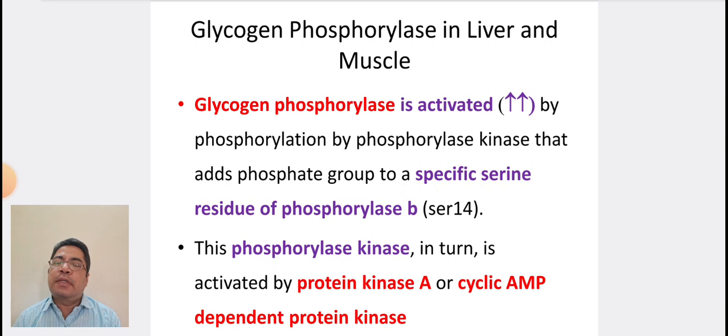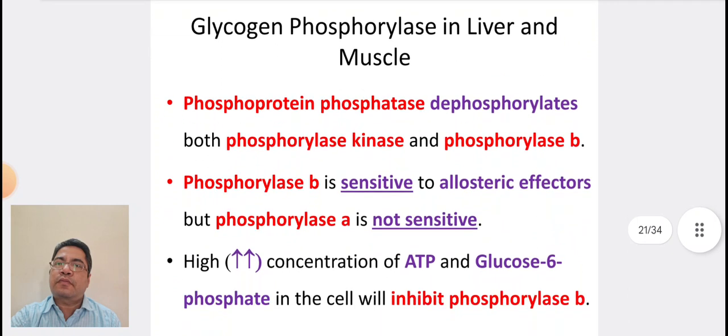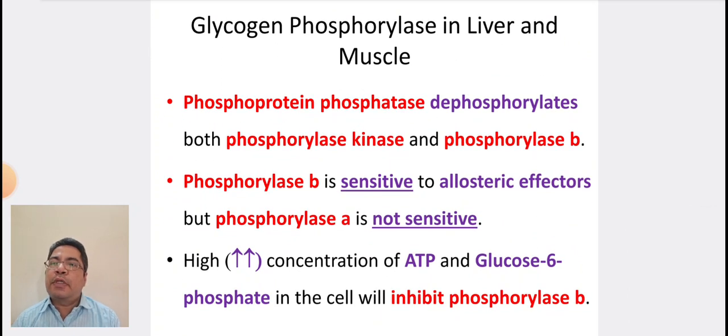Glycogen phosphorylase is activated by phosphorylation by phosphorylase kinase, which adds a phosphate group to a specific serine residue of phosphorylase B. The phosphorylase kinase in turn is activated by protein kinase A or cyclic AMP dependent protein kinase. Phosphoprotein phosphatase dephosphorylates both phosphorylase kinase and phosphorylase.